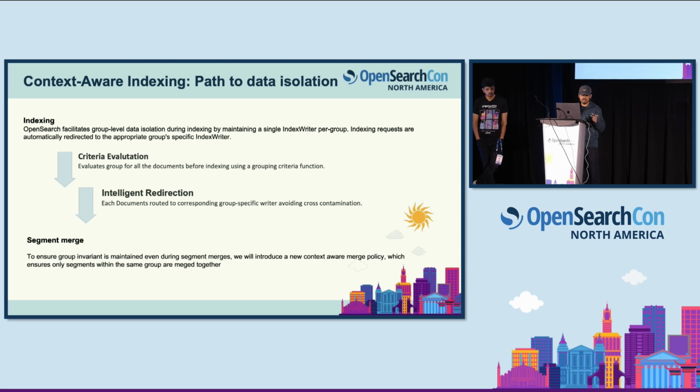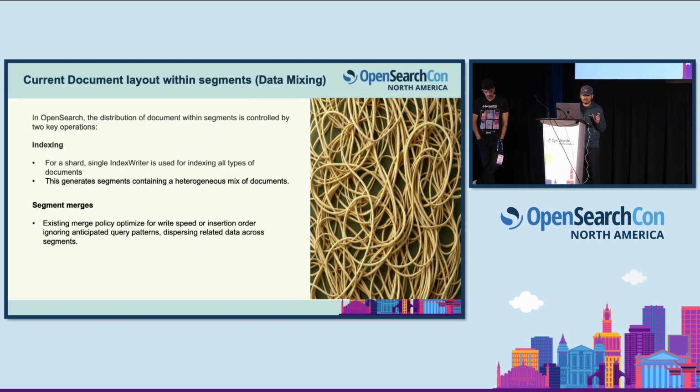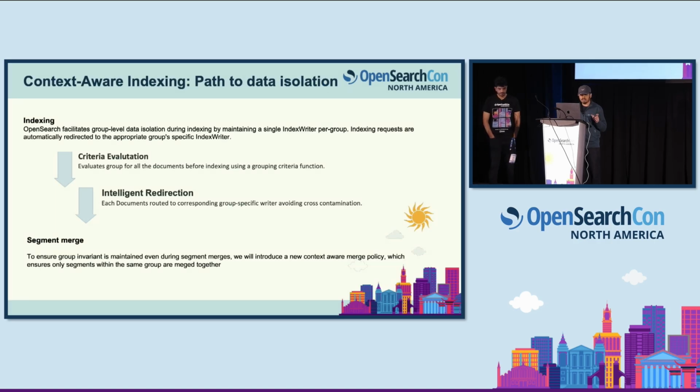Now, since we looked into the current data layout within the segment and how it causes related data to scatter across different segments, we can start looking into how to solve this issue and how we achieve data isolation in OpenSearch. The first flow we target is indexing. Currently, as discussed, OpenSearch uses a single index writer to index documents to a particular shard, which was causing a heterogeneous mix of documents within the segment. So instead, to allow related data to be saved within the same segment, we now maintain a single index writer per group per shard.